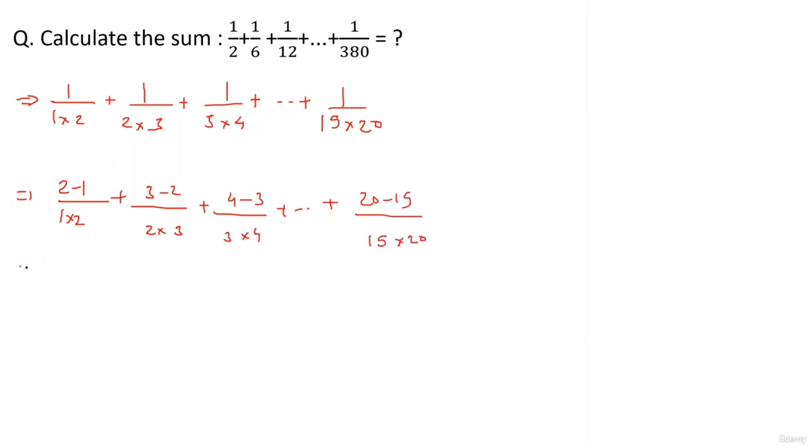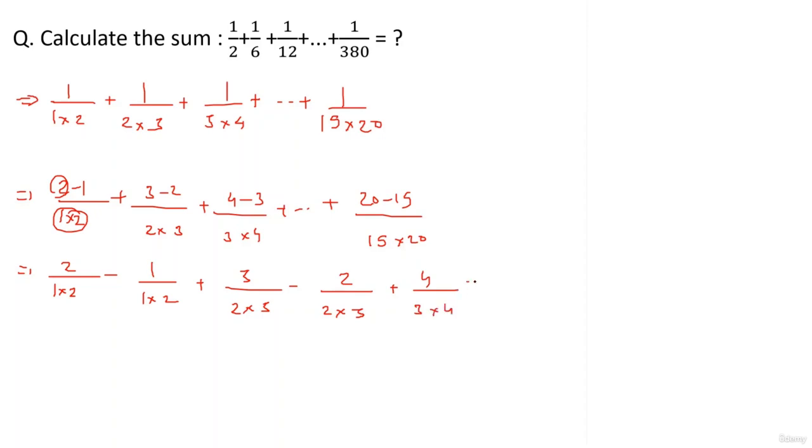Now you can simply separate the denominator. So पहला term क्या है, 2 upon 1 into 2 ऐसा हो जाएगा minus 1 divided by 1 into 2, right? ये हो गया पहले वाले term का distribution denominator का. Next plus 3 upon 2 into 3 minus 2 upon 2 into 3 plus 4 upon 3 into 4 minus 3 upon 3 into 4. This will continue up till 20 upon 19 into 20 minus 19 divided by 19 into 20, right?